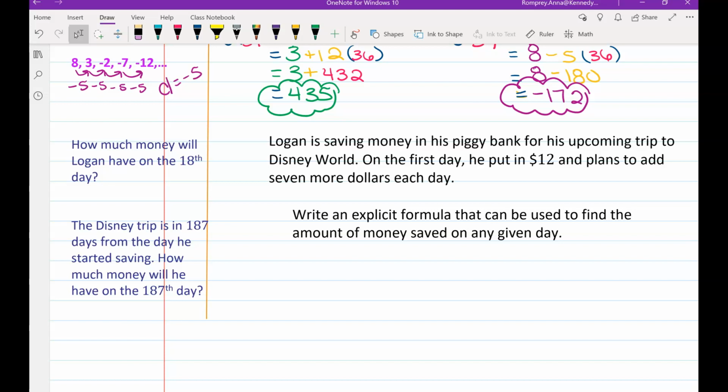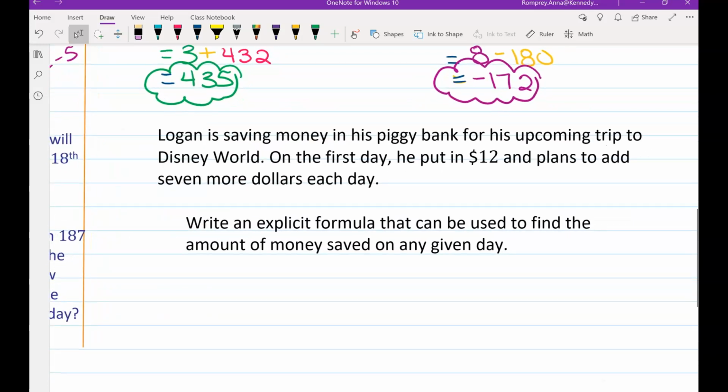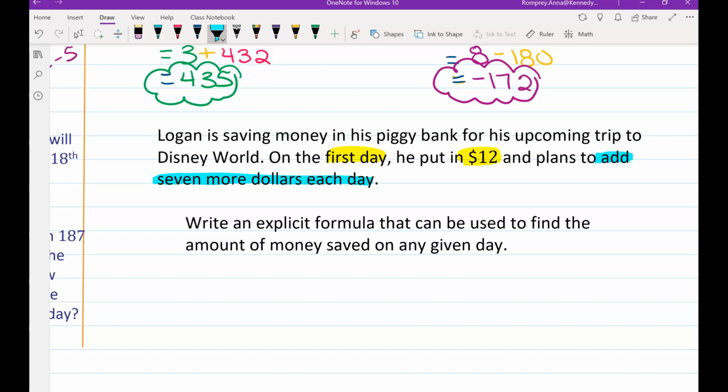So let's give a little real world application to this. How much money will Logan have on the 18th day? Well, we should probably read about what Logan's doing first. Logan is saving money in his piggy bank for his upcoming trip to Disney World. Awesome. On the first day, he put in $12 and plans to add $7 more each day. Okay, what's key? On the first day, we start off with $12. Then what? He plans to add $7 more each day.